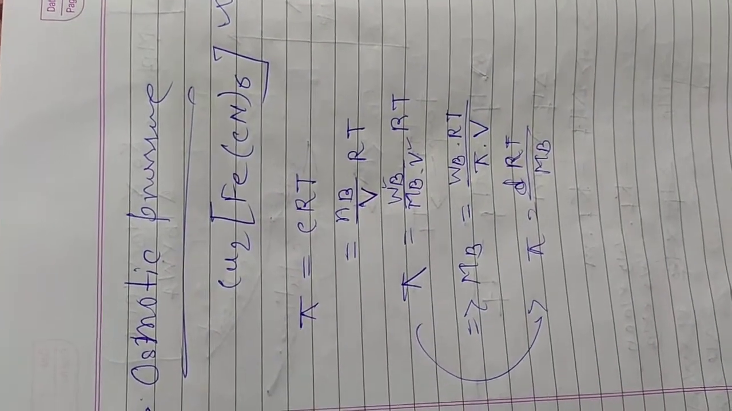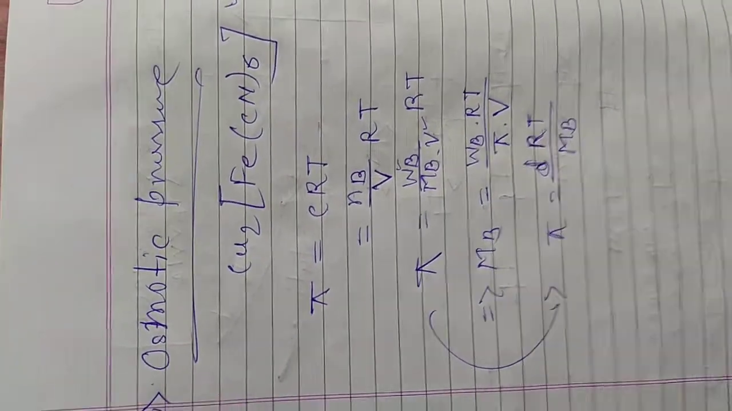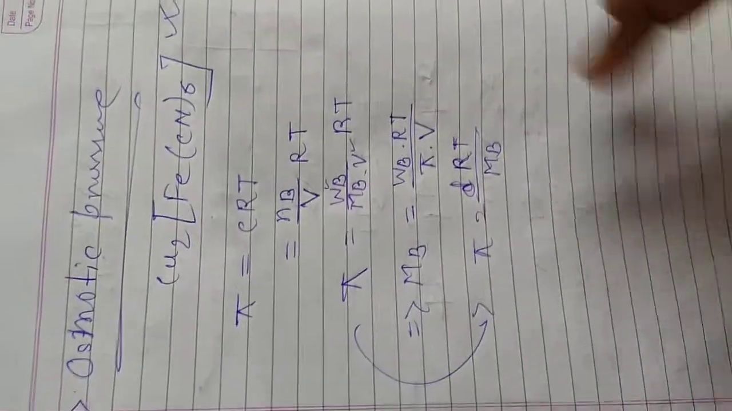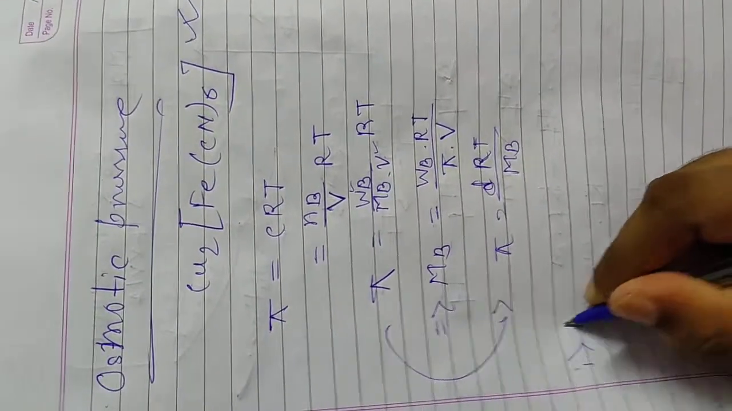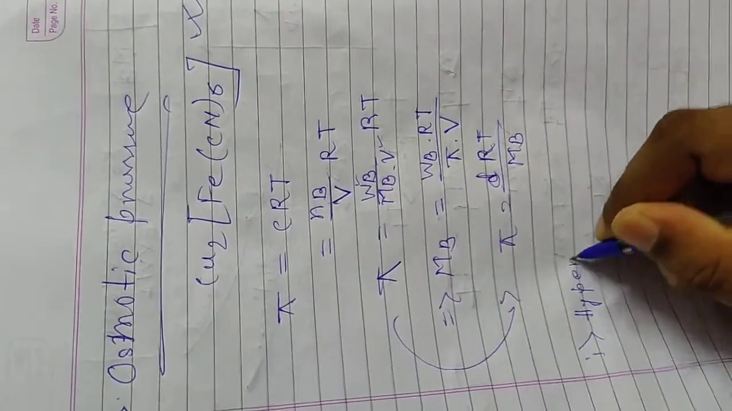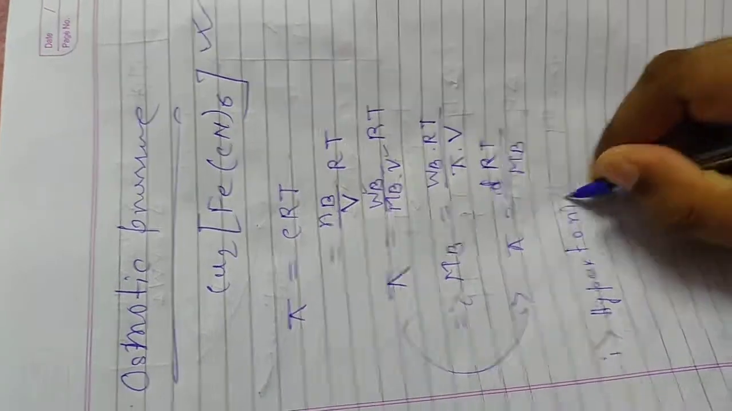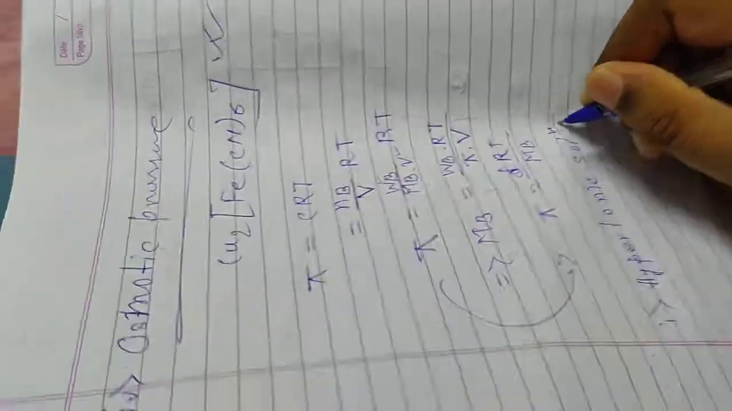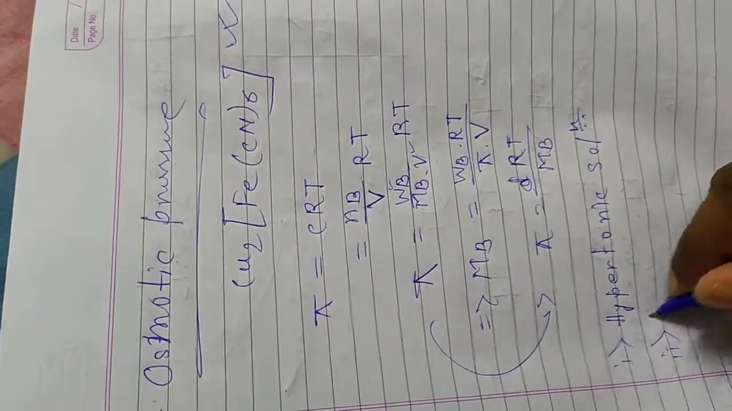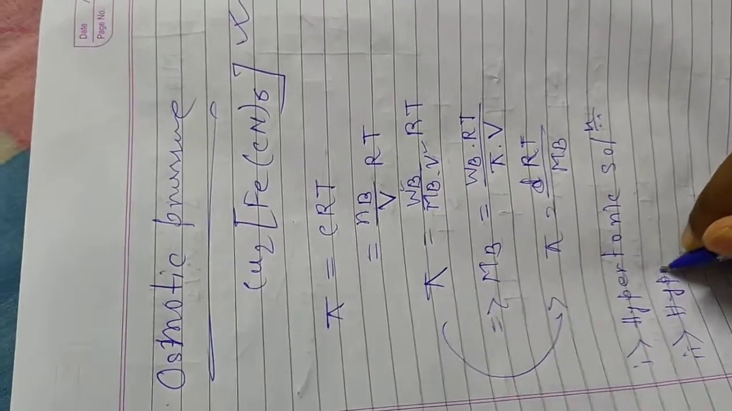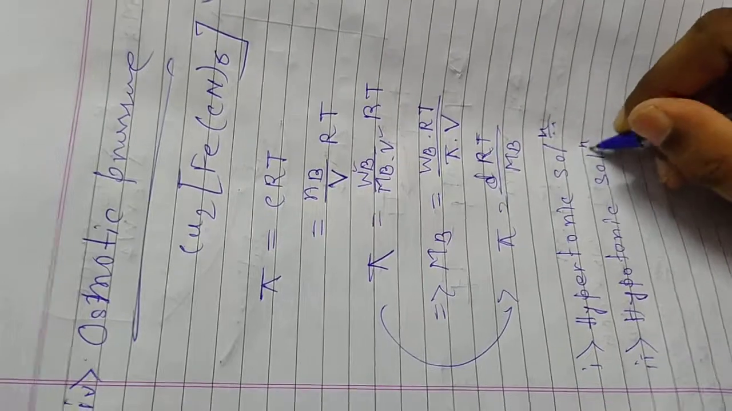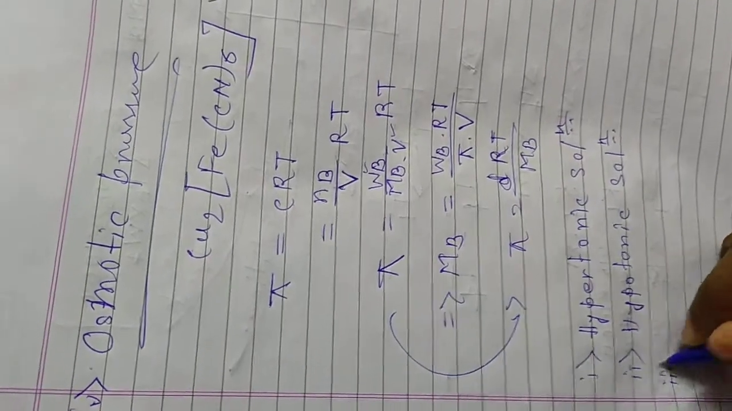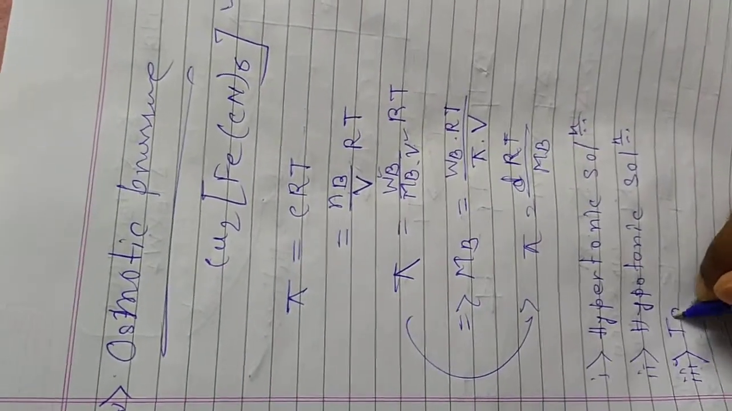Here the osmotic pressure ends, and two types of solutions are there. One is what? Hypertonic solution, and the other one is hypotonic solution. And there must be another one, isotonic solution.